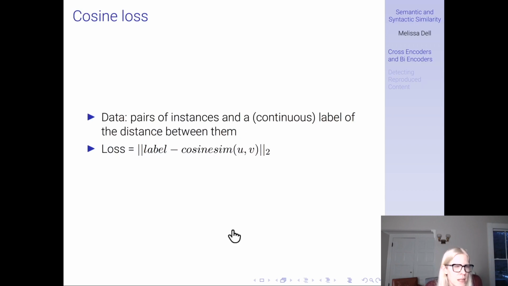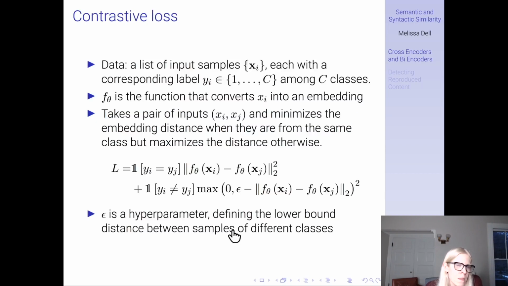So cosine loss, the data are pairs of instances and a continuous label of the distance between them. For contrastive loss, your data is a list of input samples, each with a corresponding label among C classes. You have a function that converts that into an embedding. And so contrastive loss takes a pair of inputs and minimizes the embedding distance when they're from the same class, but maximizes the distance otherwise. So if these are the same entity, if text came from the same source, if it's about the same story, the same topic, etc., it's going to minimize that distance and otherwise maximize it, where epsilon is a hyperparameter that defines the lower bound distance between samples of different classes.